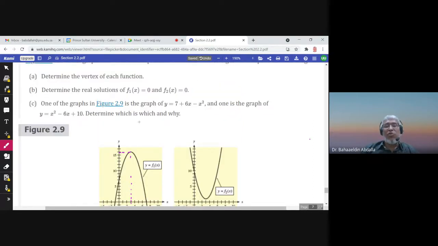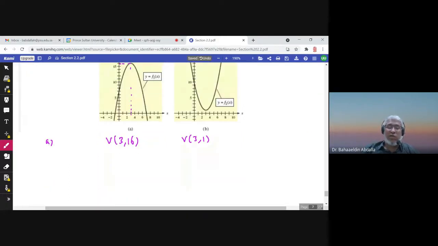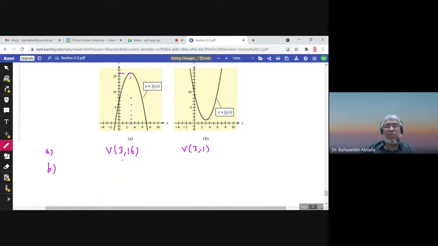Determine the real solutions of f1(x) equals 0 and f2(x) equals 0. So find the zeros of the function or the x-intercepts. Well, here, -1 and 7. Okay, 7 is the x-intercept, -1 is the x-intercept. Here, no x-intercepts, no zeros. All right.